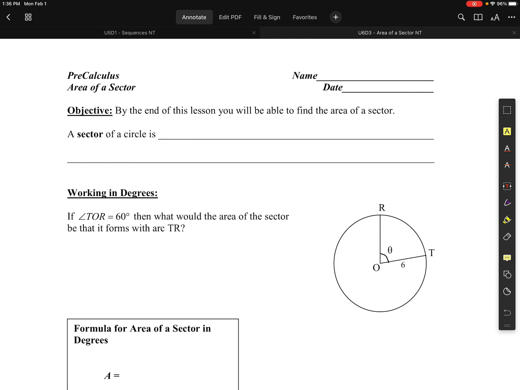Alright, so the other day we looked at circumference, partial circumference. Today we're looking at partial area, so area of a sector. Restart. We're talking about the area of a sector. The definition of a sector is a part of a circle enclosed by two radii and the intercepted arc.